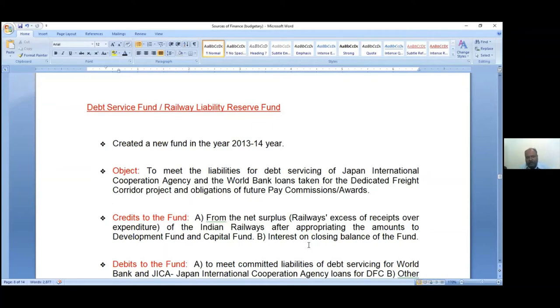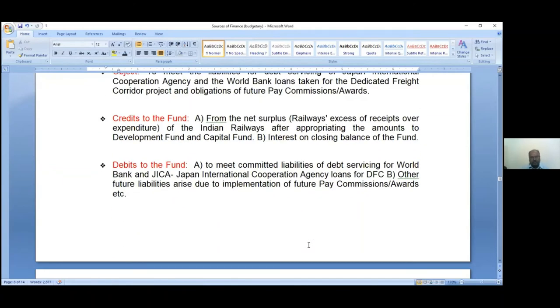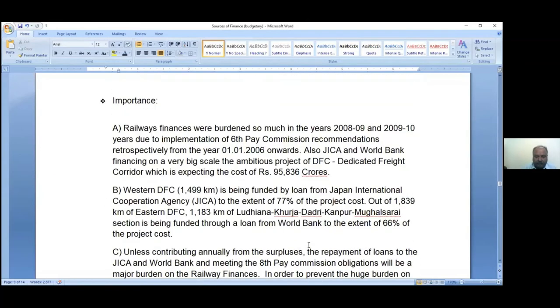So what are the debits and credits we discuss? Credits are from the net surplus, that is, railway excess of receipts over capital, and also from the balance at the end of the year. The Debt Service Fund also leads to the fund. It is to meet committed liabilities of debt servicing for the World Bank and JICA for the DFC. We have to repay the debt to the agency and World Bank for this DFC, and the rest for future Pay Commission awards. And recently, these funds are used for the payment of arrears also.